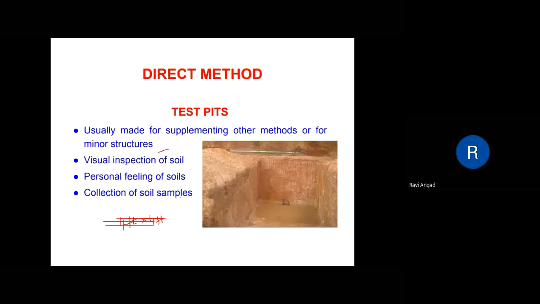Then next, coming to the second method, that is a semi-direct method. They are called boring methods. As I said, boring methods are used when the depth of exploration is large. So the direct method is very helpful up to 3 meters. Up to 3 meters, we can go for the direct method of just opening a pit, getting the samples, and testing in the laboratory. If the depth of exploration is large, borings are used for the exploration.